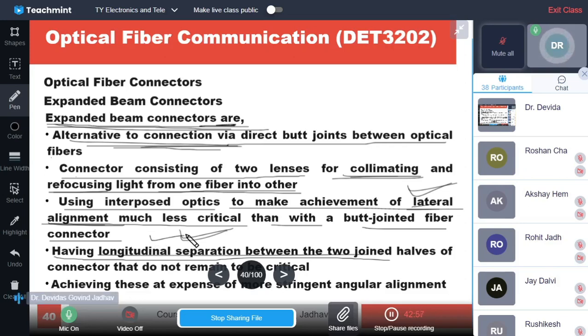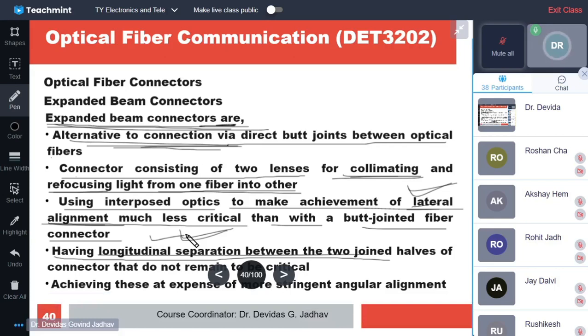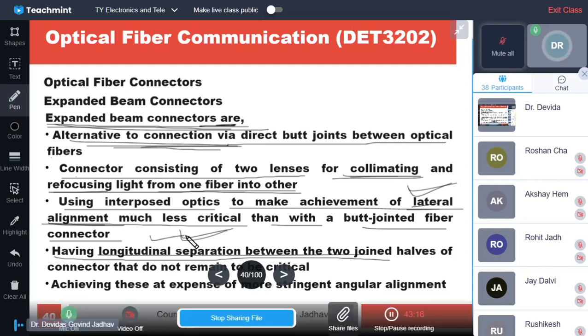Even though the longitudinal separation is very large, a regular butt joint has a gap of a fraction of a micrometer or 1 or 2 micrometers, but here it is in millimeters, thousands of micrometers of separation. So longitudinal misalignment is not taken care of at all, and it does not introduce any loss. Lateral alignment is also not important, but the critical one is angular alignment. It is very stringently maintained in this. So this is the expanded beam connector.